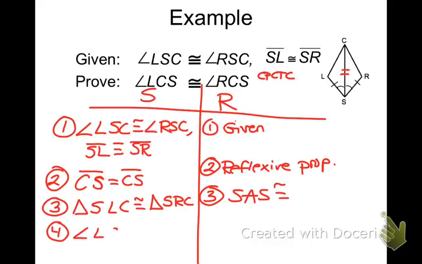Angle LCS is congruent to angle RCS because of CPCTC. Corresponding parts, these corresponding parts of congruent triangles, we just said we had congruent triangles, will be congruent.